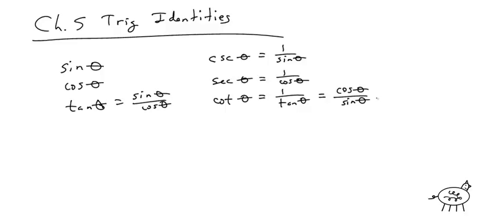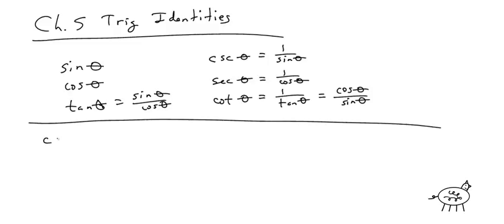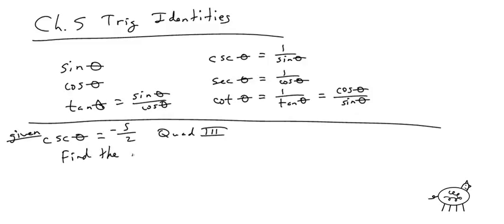So let me start out with an example here. Given that cosecant of theta is equal to negative 5/2, and I tell you the angle resides in quadrant 3, my question is: find the other 5 trig identities.